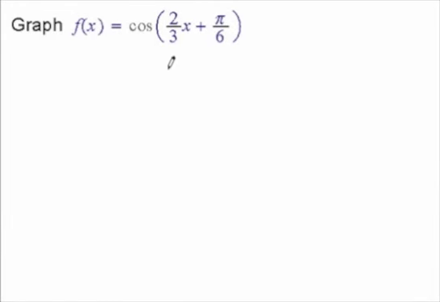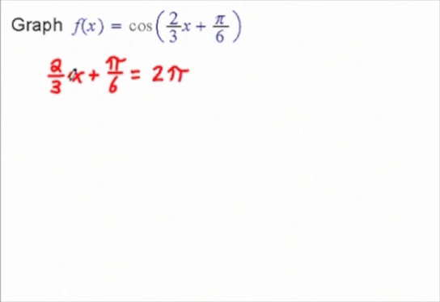Here's an example with a translation and an adjustment to the period. I'm just leaving the amplitude as 1. So the trick is we're going to take whatever's on the inside, in this case 2/3 x plus pi over 6, and we're going to set it equal to the normal period of a cosine function, which is 2 pi.